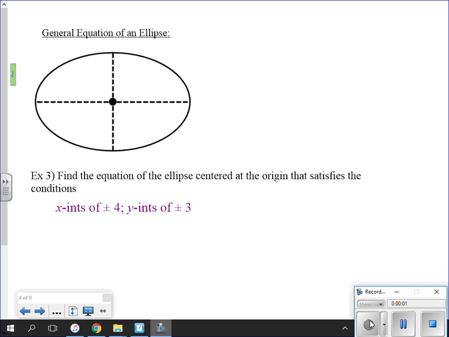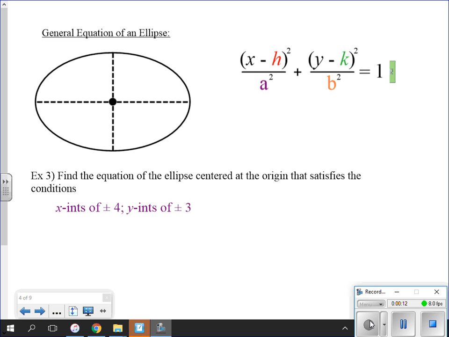We are talking about ellipses. Okay, an ellipse is basically an elongated circle. The equation is similar, but not exactly the same.